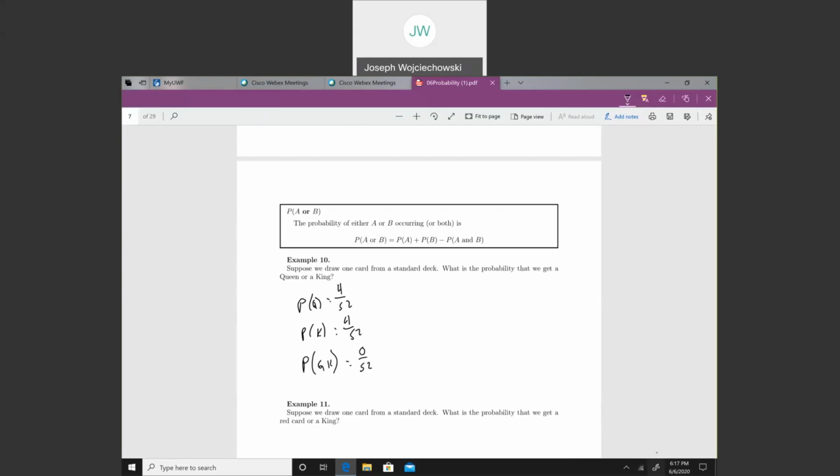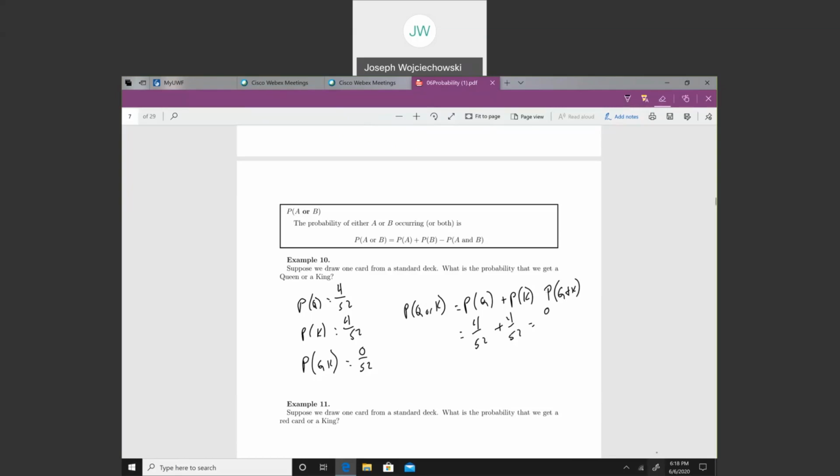So in this case, the probability of getting a queen or a king is equal to the probability of getting a queen plus the probability of getting a king minus the probability of getting a queen and king. And this was 4 over 52, and this was 4 over 52, and this was 0.